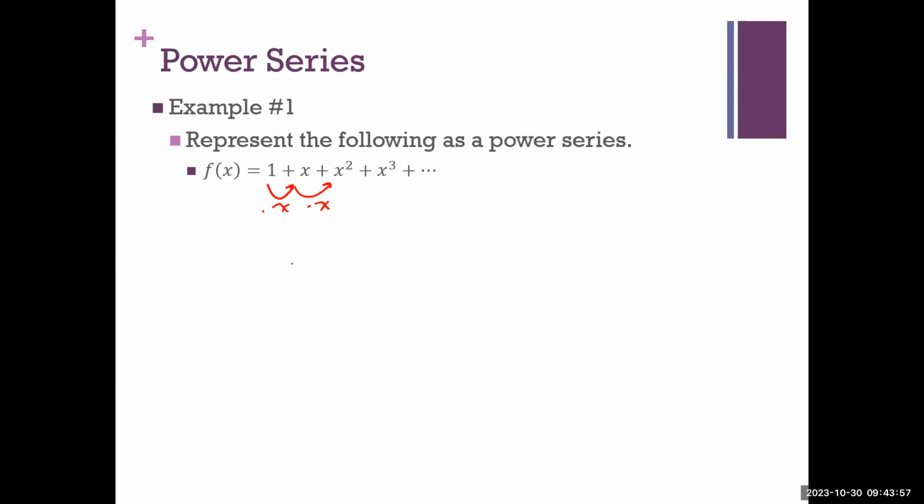Then we should be able to set this up as a power series, both in sigma notation and using its sum. So this is a geometric series, right? This implies it's going to go on indefinitely. How do I find the sum of a geometric series? It's always the first term over 1 minus the common ratio, which in this case is 1 over 1 minus x. So this is the sum.